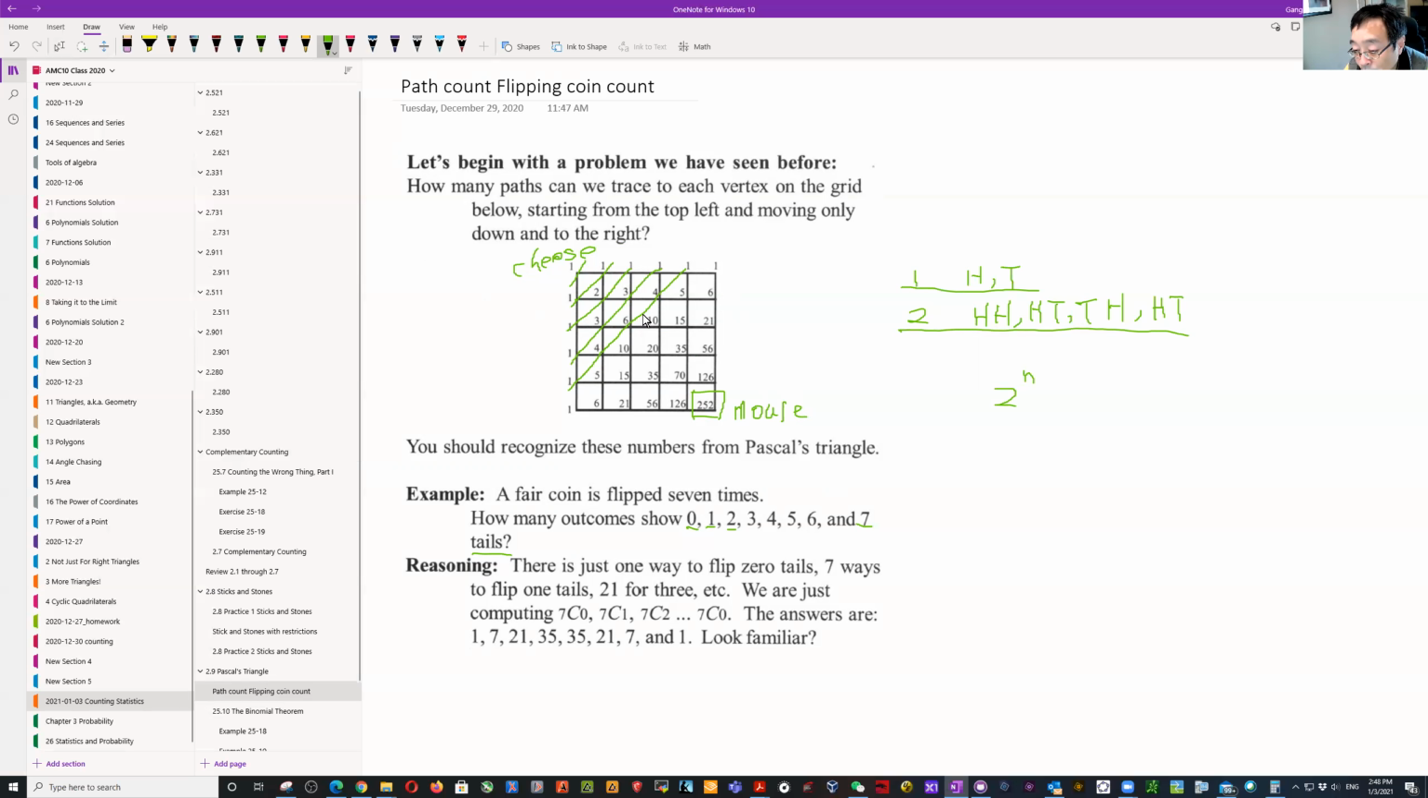Because you can use a tree diagram. So basically, starting from this, the end result is each flip. So one flip, it's a 2-branch tree. The result is head, tail, and head, tail. That is the complete set.